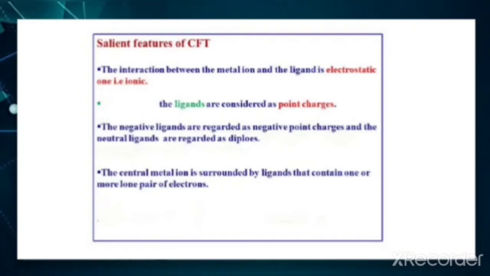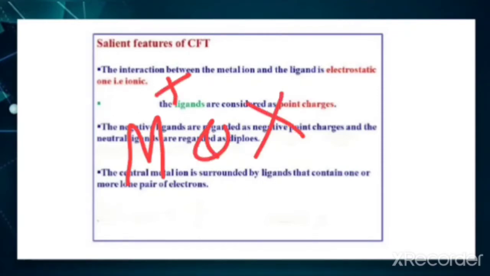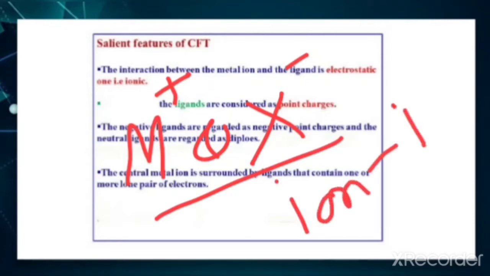So according to this theory, the metal ion and the ligand have an electrostatic interaction. That means the interaction between the metal ion M plus and a negatively charged ligand, say X negative, is called ion-ion interaction.